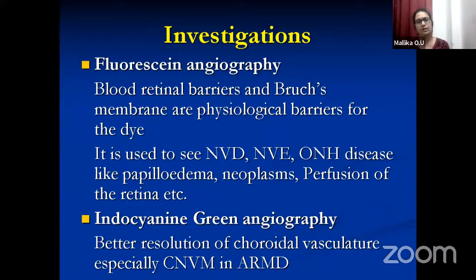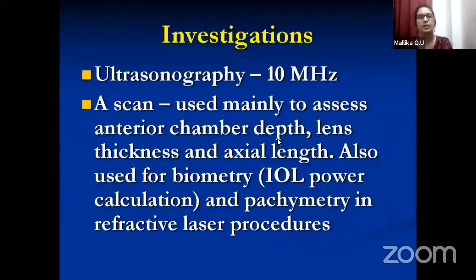Another investigation is indocyanine green angiography. Indocyanine dye is used to better see the choroidal circulation. Another thing is ultrasonography using 10 megahertz, which we also perform. You have to know two types of ultrasound. One is the A scan, which is mainly used to assess the axial length, especially in patients with cataract. We do IOL power calculation.